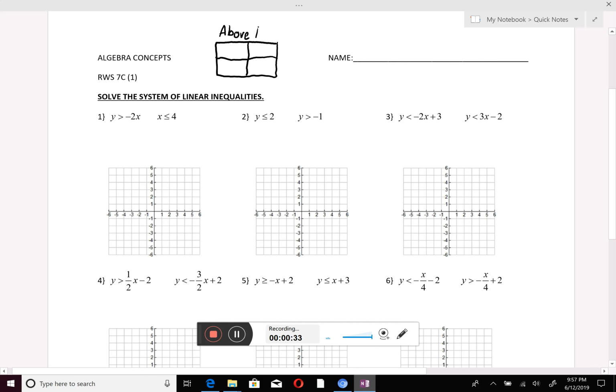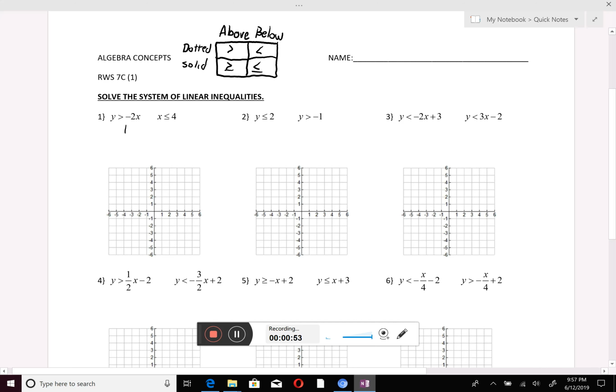So we get above and below, and then dotted and solid. Greater than on the left side, less than on the right.